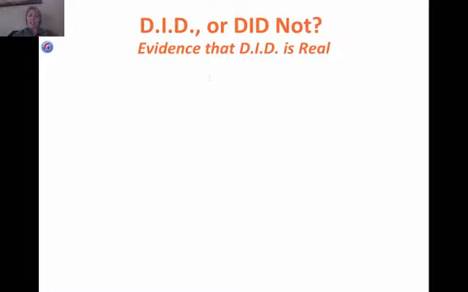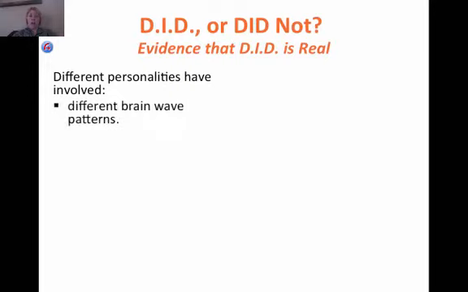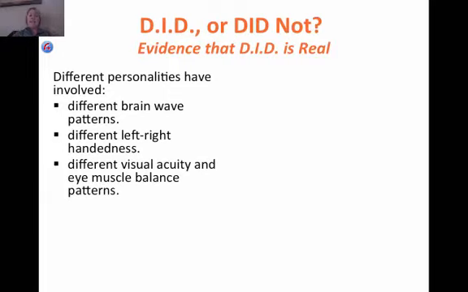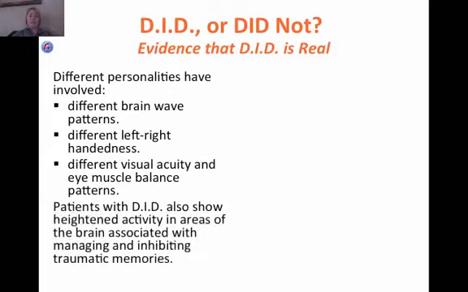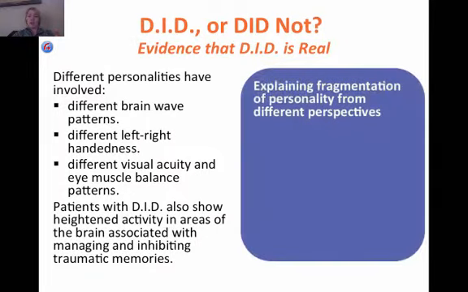Now, is it DID or not? Is there evidence that DID is real? Different personalities, like I talked about, sorry, I kind of got ahead of myself, have different brainwave patterns, different left and right-handedness, different visual acuity and eye muscle balance patterns. Patients with DID also show heightened activity in areas of the brain associated with managing and inhibiting traumatic memories. So there are some differences in these different personalities.